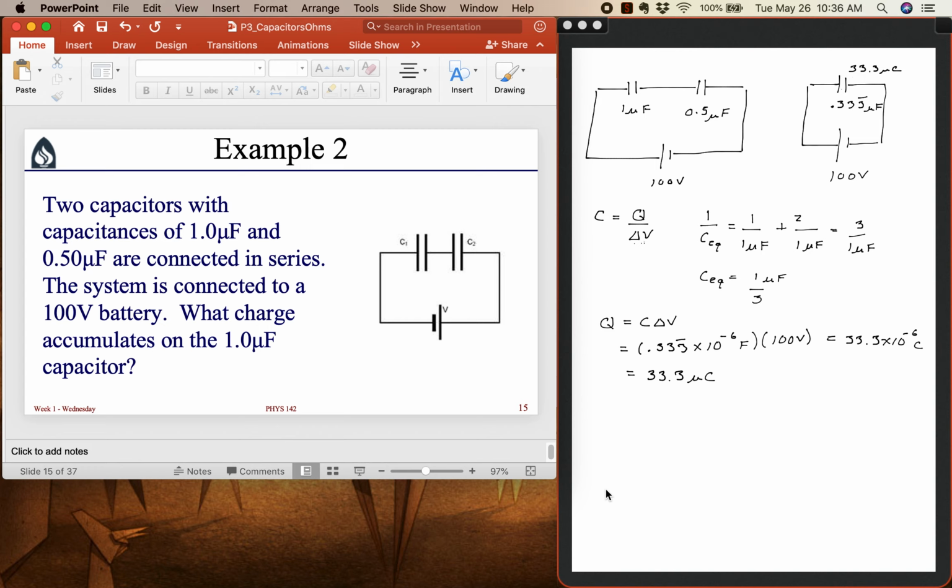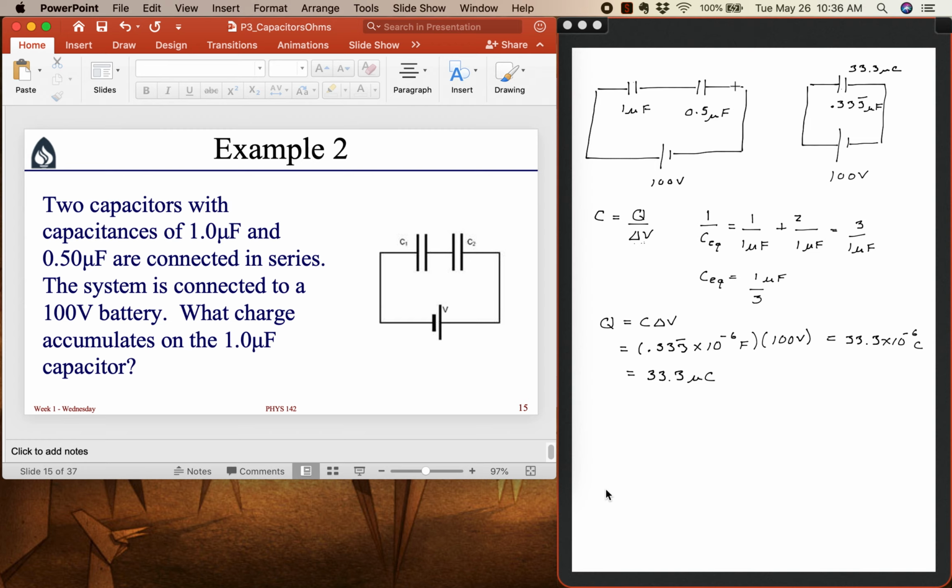So one thing I know about series capacitors is that if I know the charge on an equivalent capacitor, that same charge is on either of these two capacitors. Because this 33.3 microcoulombs represents a certain number of electrons that were added to the one plate and subtracted from the other by the battery.